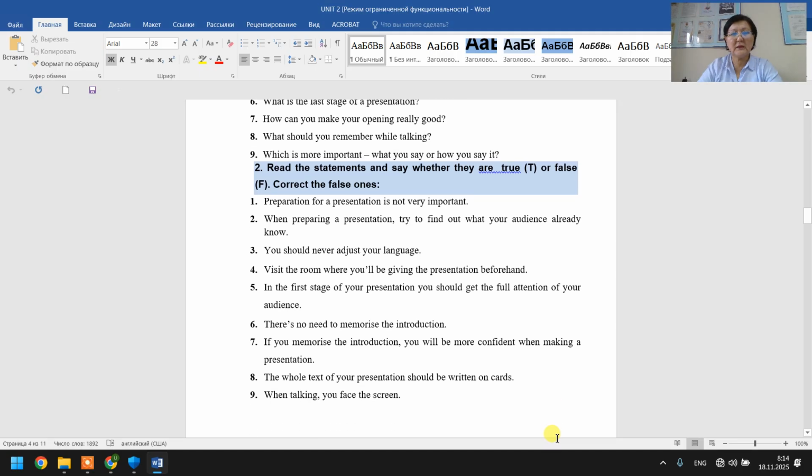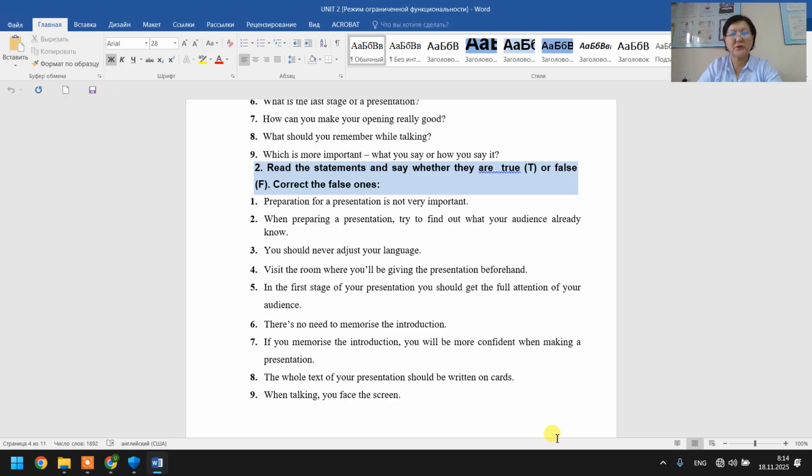And the next task: read the statements and say whether they are true or false. Yes, and then we have to correct the false ones. It doesn't mean that we have to answer just true or false, because you have to give improvements. With the improvements, you have to open each statement given in this exercise. The first I will show you how to do, and then the other ones you do yourselves.